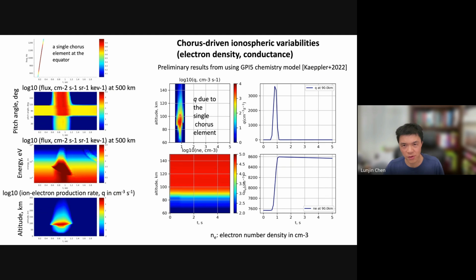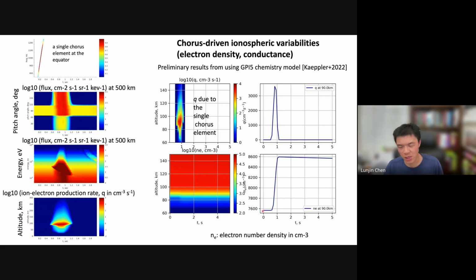And this is the input of the ion production rate due to the chorus element as a function of altitude and time. This is just a cut of the Q at 90 kilometers. This Q is due to the chorus wave, and what you see is a pulse enhancement of the Q at this altitude due to the chorus wave.